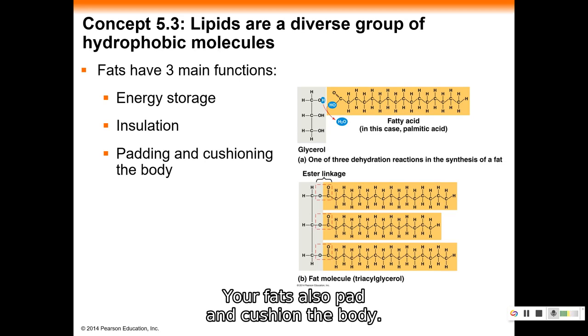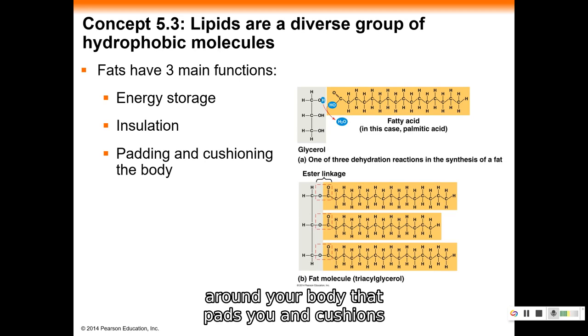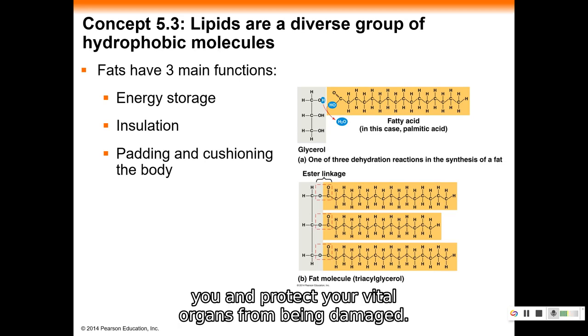Your fats also pad and cushion the body. So every time something pokes you, it's not going to go right straight through one of your body organs. It's not going to cause a lot of damage to you because of that layer of fat around your body that pads you and cushions you and protects your vital organs from being damaged.